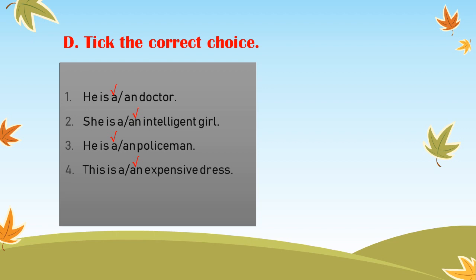Second is: she is a or an intelligent girl. Intelligent begins with vowel letter, so here the answer is an. Third one is: he is a or an policeman. Policeman begins with consonant letter P, so the answer is A. He is a policeman. Fourth, this is a or an expensive dress. Again, the word expensive begins with vowel letter E, so the answer is an expensive dress.